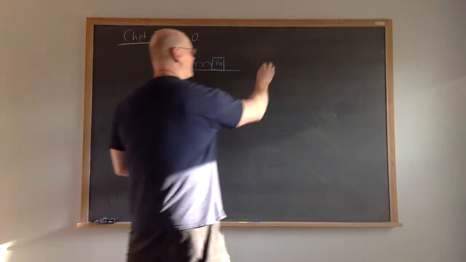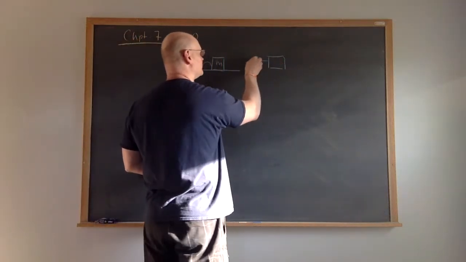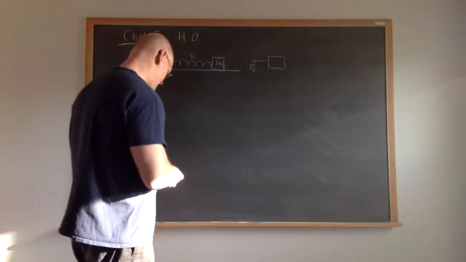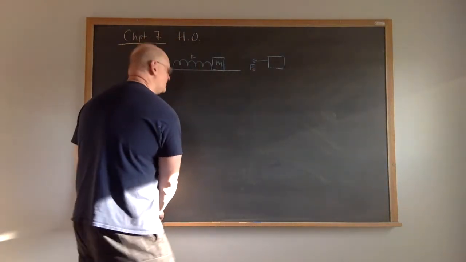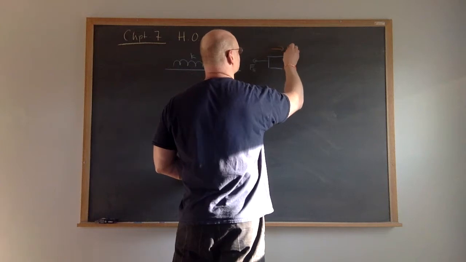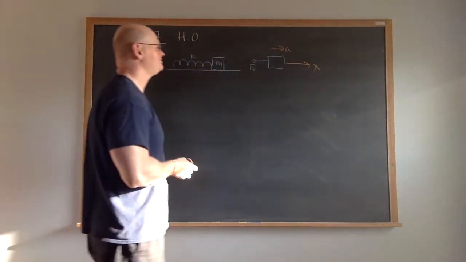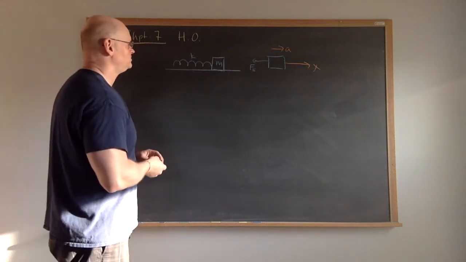If I look at a free body diagram of this, here we're going to have the spring force back in this direction. Let's call that F of S for now. This thing has to have an acceleration, so let's say, for fun, this is the direction of our acceleration. Let's call this our x direction.